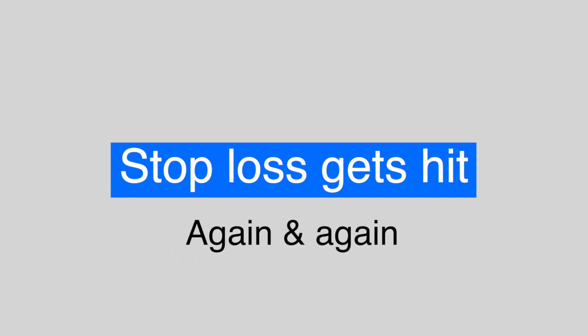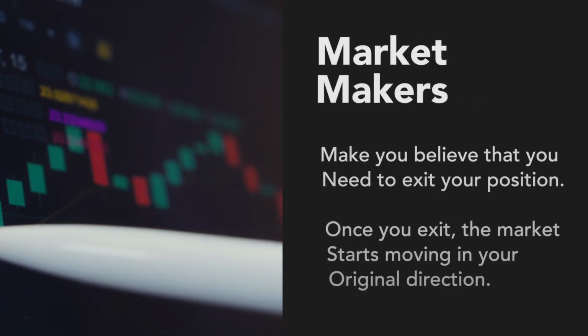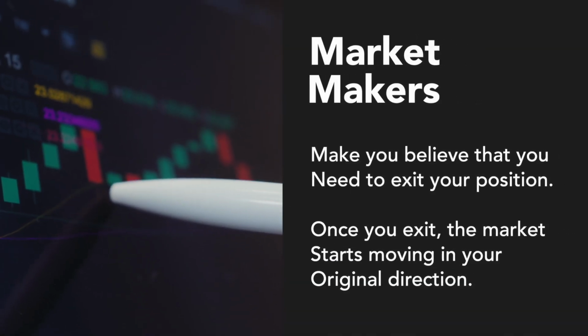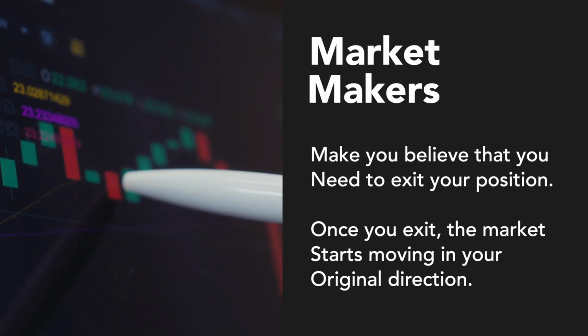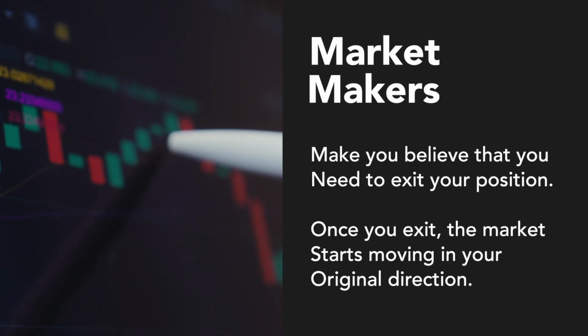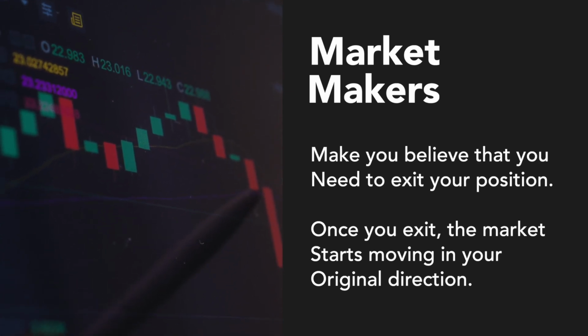Many times you would have noticed that you take a position, you put a stop loss, your stop loss is hit, and then the market starts moving in your original direction. And it happens again and again. So this is what smart money does. They lead you into believing that you need to exit the position. They buy the stock from you at a lower price, trap you, and then start moving higher.